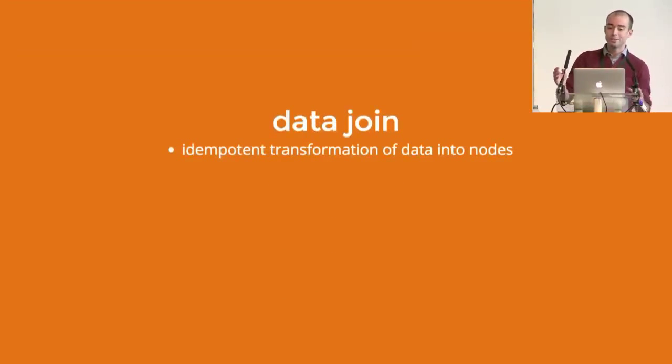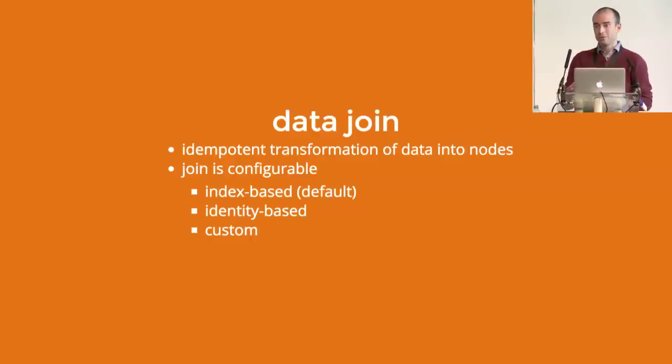Okay, so data join is an idempotent transformation of data into nodes. It's, again, come back to that, but it's really important. The join that we saw there was an index-based join. That's just one of the many types of join you can choose. You basically have complete control over it. It becomes important if you're doing things like animating and you want to ensure that a particular DOM node is always associated with a particular data item.